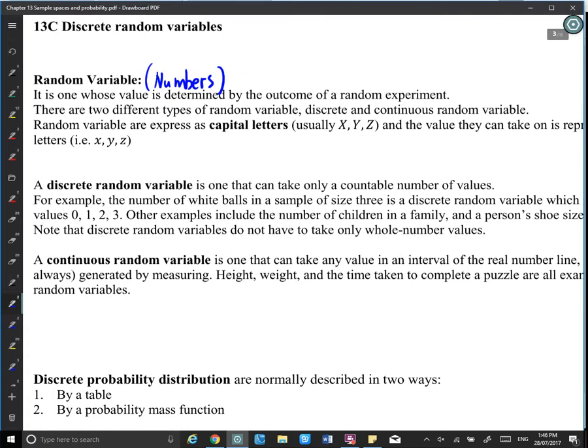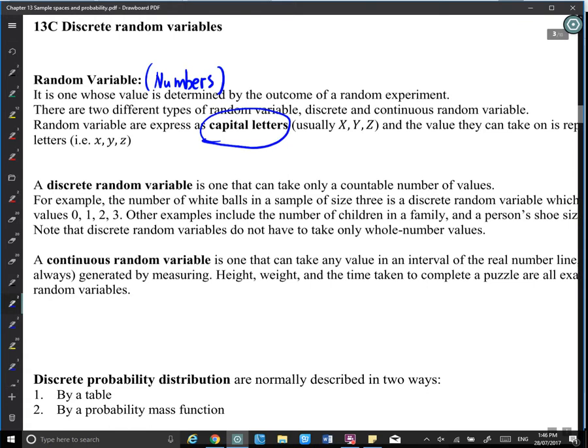So there are 2 different types of random variables, discrete and continuous. That's the 2 different things we learn in year 12. We have one set that is discrete and one set that is continuous. We'll learn continuous later. Random variables are expressed as capital letters. That's some notation. When you want to say the letter X is a random variable, that must be a capital X. If you want to say C is the random variable for the number of cats in this house, you will have capital C to represent that. So it's all in capitals.